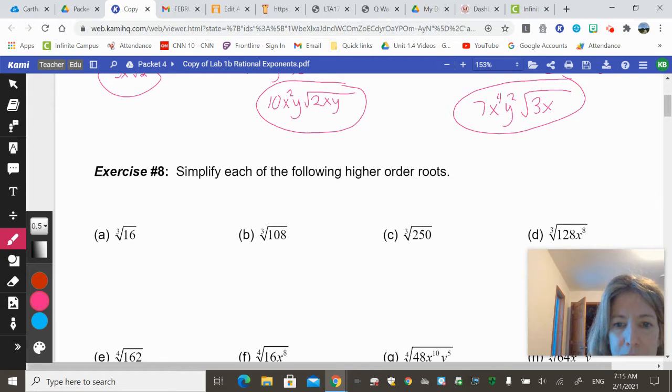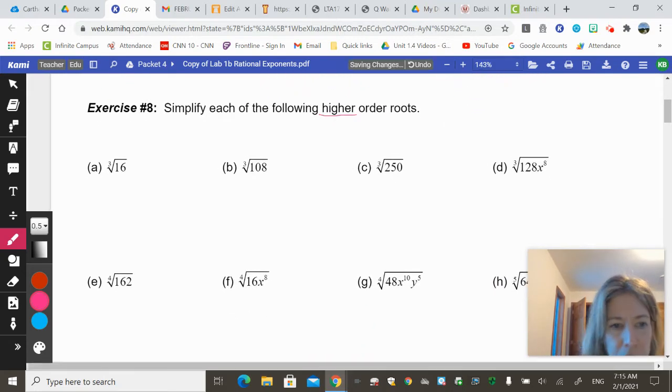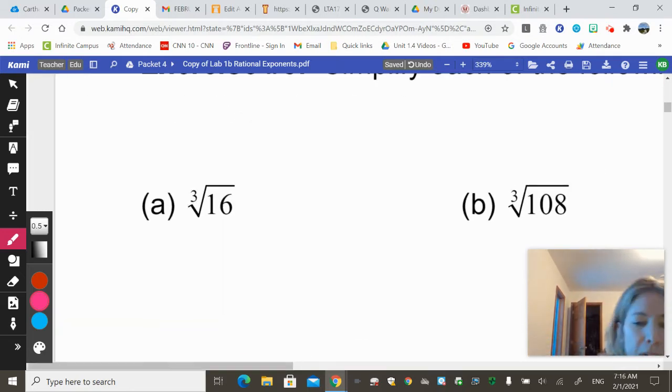Exercise 8, now we're going with higher order roots. Notice all of these are third roots, fourth roots, and actually fifth roots. So if I'm using Calculator Soup, I just want to pull out things to the third power. And again, this is review.